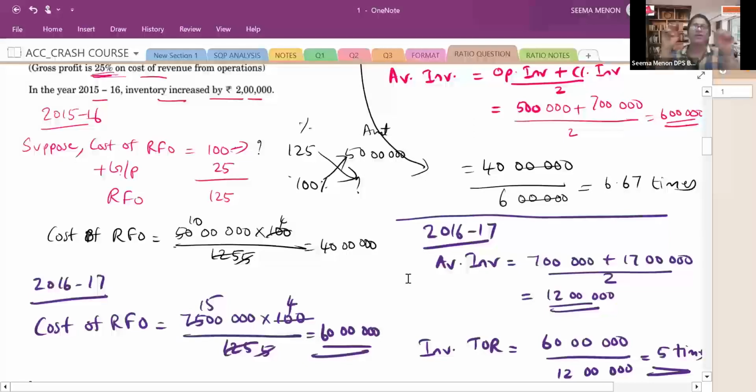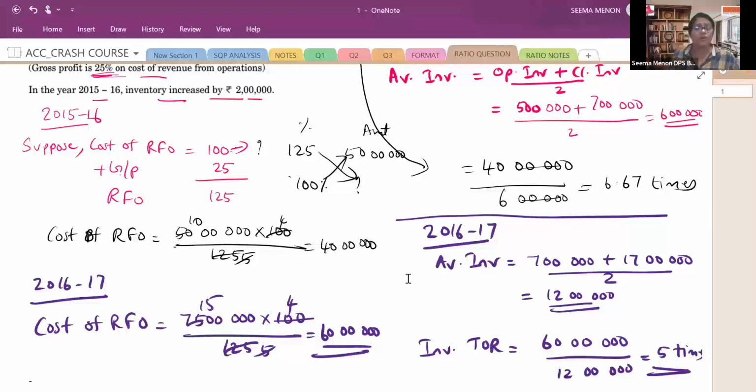Always write separately. Otherwise, in the CBSE answer sheet, it is very much horizontal way, not in vertical way. So you can make two columns also. But if it makes the presentation very untidy, then do it separately. First for 2015-16, then for 2016-17.